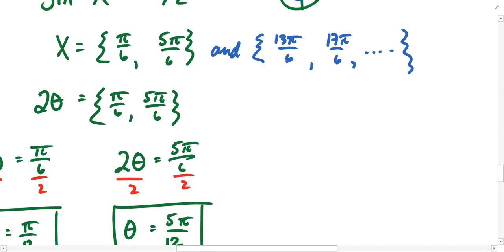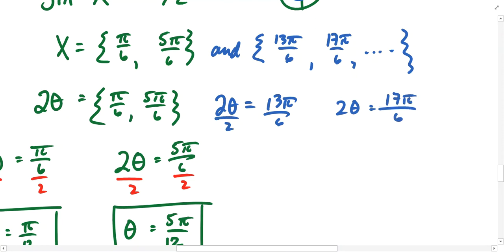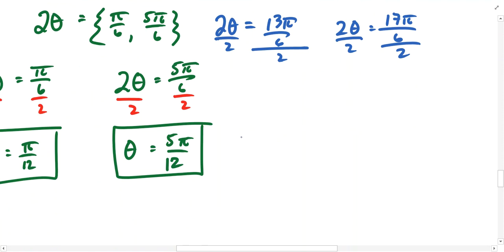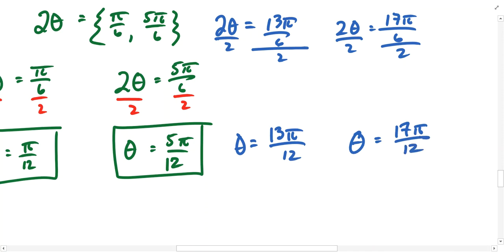Well, the reason why I want to consider those is this, because if 2 theta is equal to 13 pi over 6, and if 2 theta is equal to 17 pi over 6, then when I divide all of these by 2, now I've got an interesting result. I've got theta equal to 13 pi over 12, and I've got theta equal to 17 pi over 12.